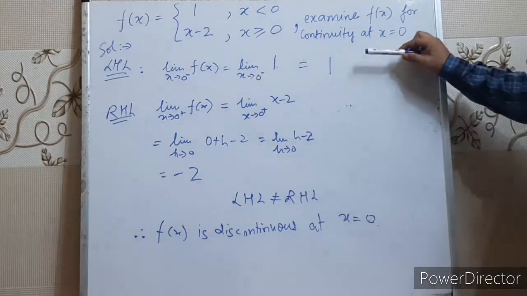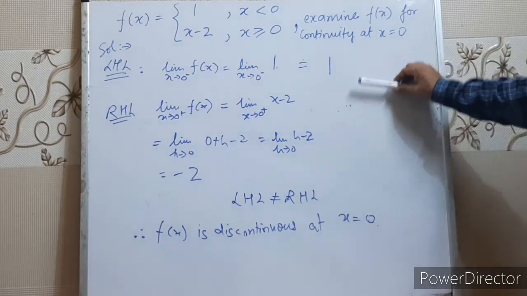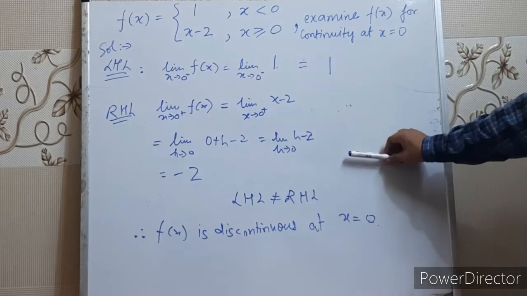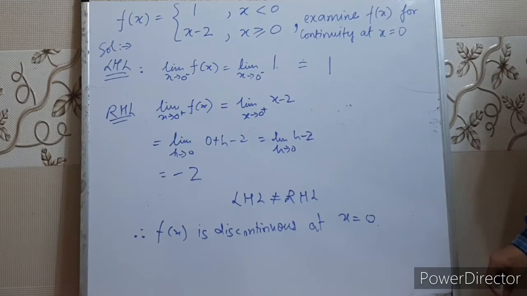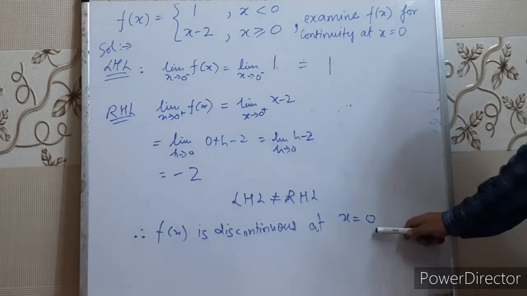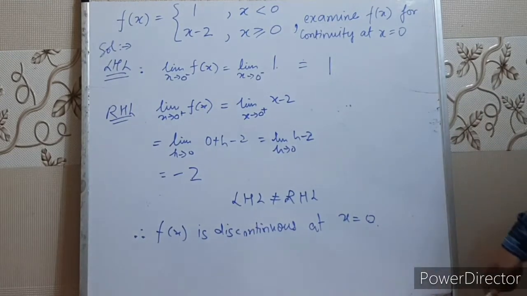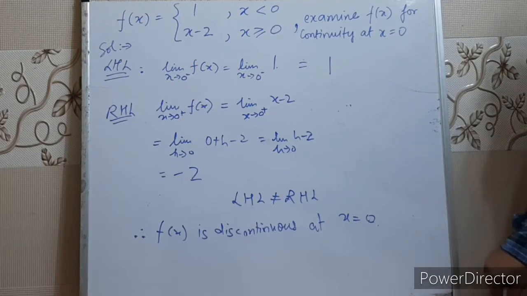That means you can see that the left hand limit is 1 and the right hand limit is minus 2. We can say that the left hand limit is not equal to the right hand limit, hence the function is discontinuous at x equals 0. Understood, children? Note down please.